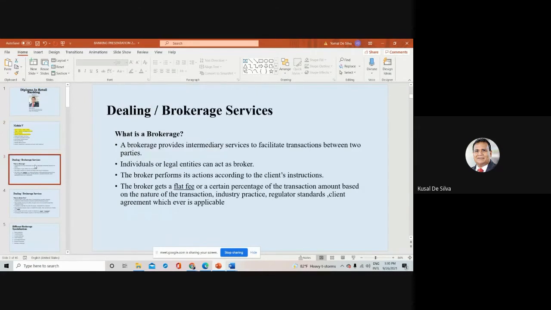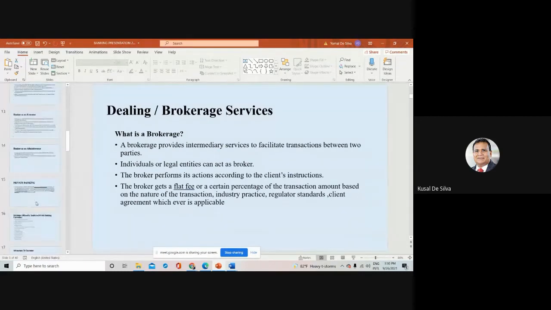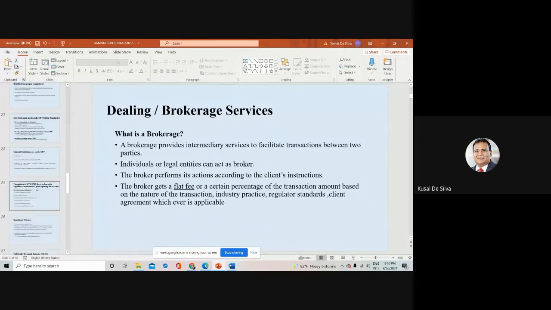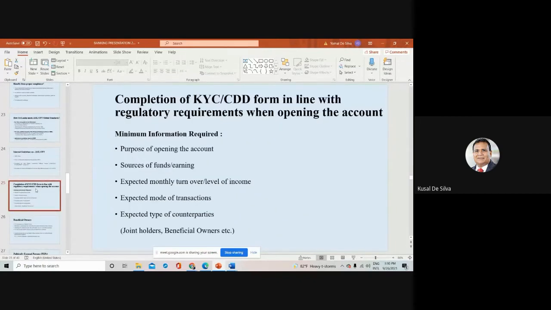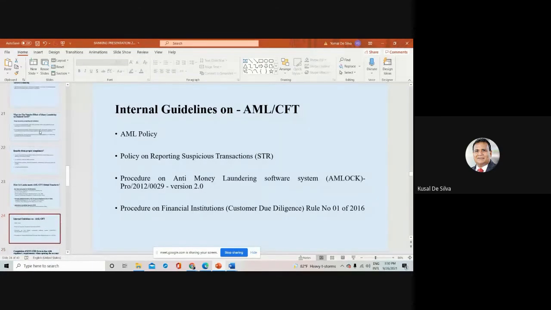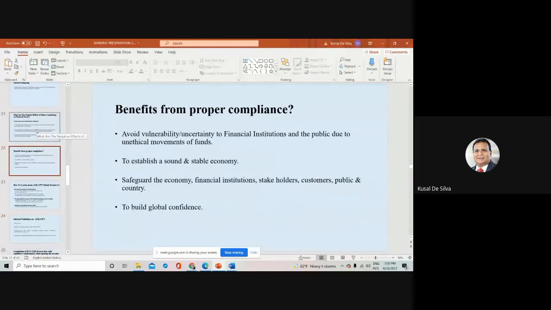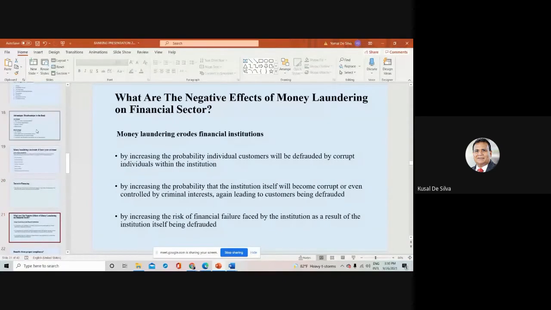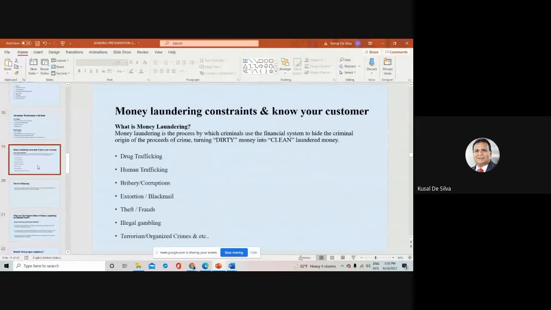To summarize, we have covered dealing and brokering and other related topics. Now we will move to the compliance part, a very important area as far as bankers are concerned.